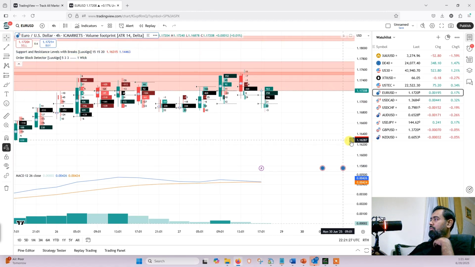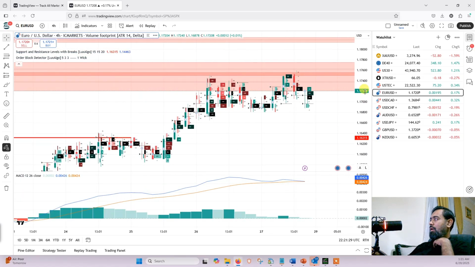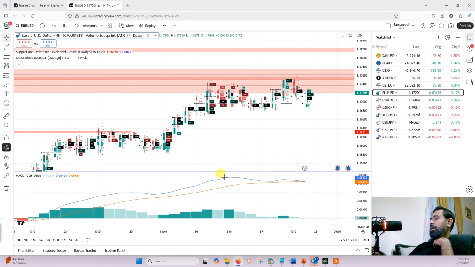Okay, so that's it. In the start, you have to make your trend lines on H4, and then you put your MACD divergence indicator over here, order block detector, and support and resistance. Both of them are for Luxembourg.